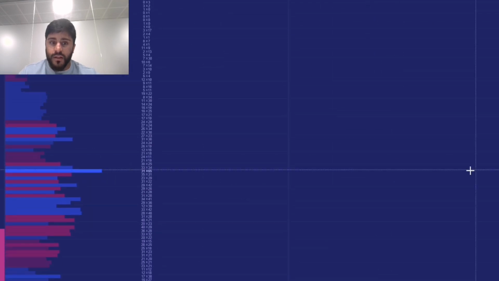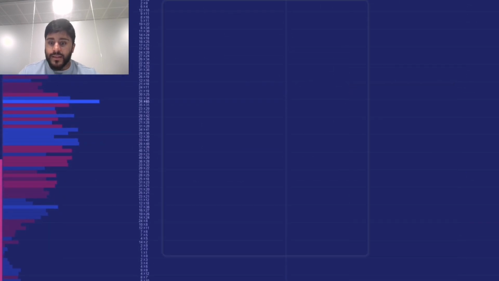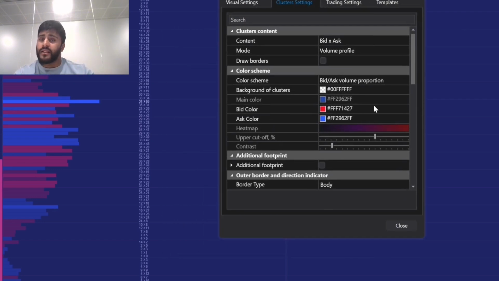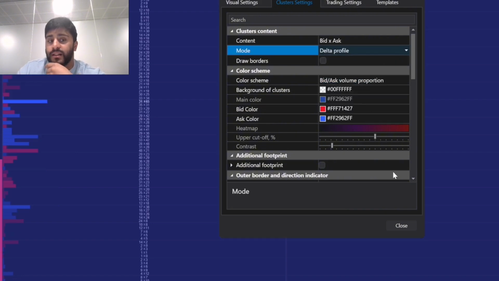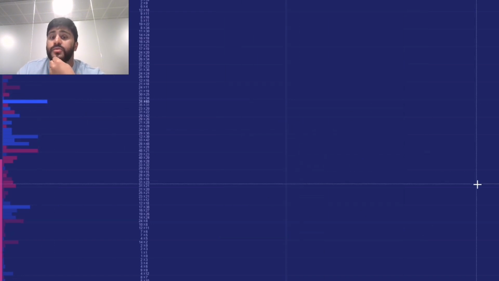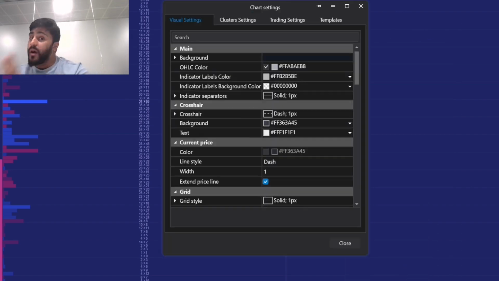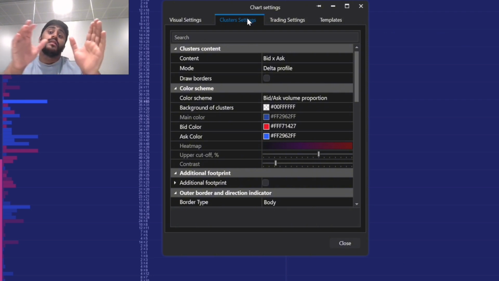If we just zoom in over here, if we go back to settings, cluster settings, the bid is the left-hand number. This represents aggressive selling. The right-hand number represents the ask, aggressive buying. So the delta, in this case, this is a volume profile, the delta shows you the difference between the ask and the bid. A positive delta means that there are more aggressive buyers. The ask is higher. If the delta is negative, we see red, which means that there are more aggressive sellers than there are aggressive buyers.